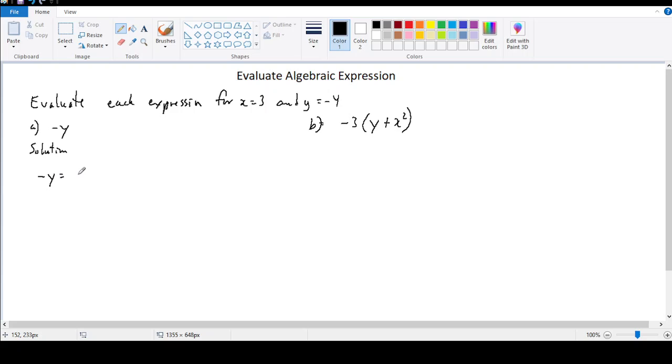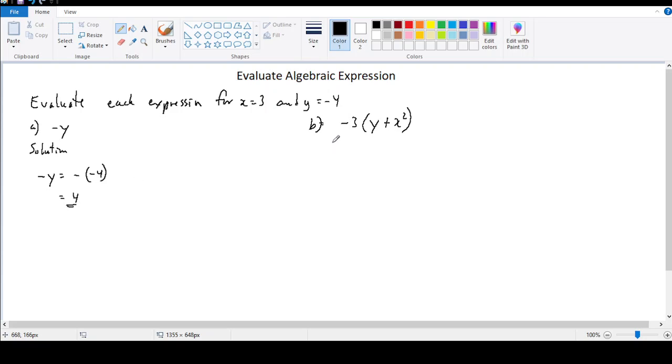Okay, -y is equal to negative open bracket -4, because this minus sign is for the y, but remember y is actually -4, so put that -4 inside there. Okay, and then that gives us +4 as a solution. So the opposite of -4 is simply 4.